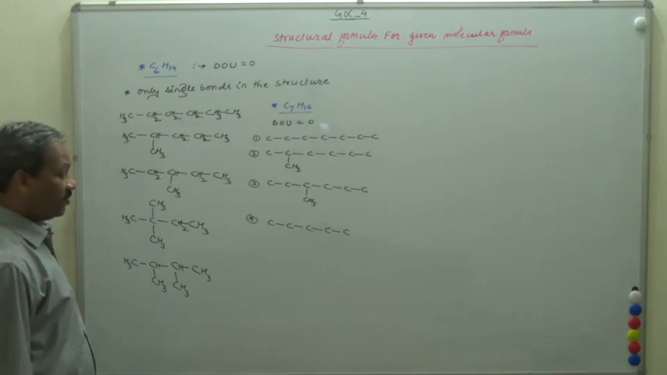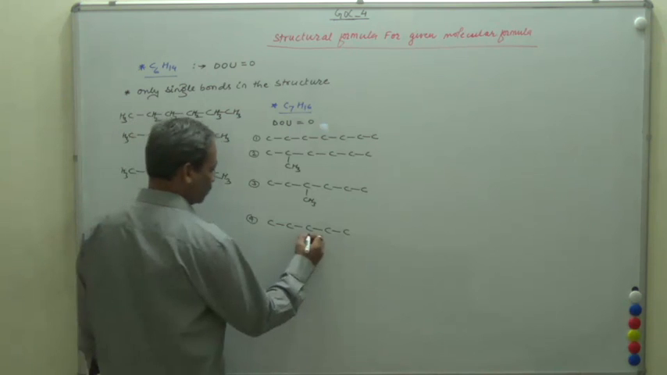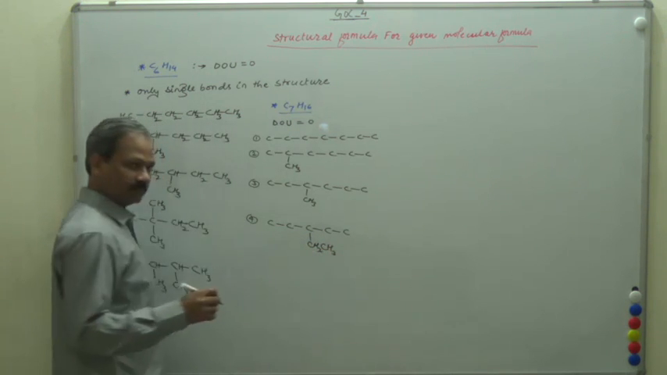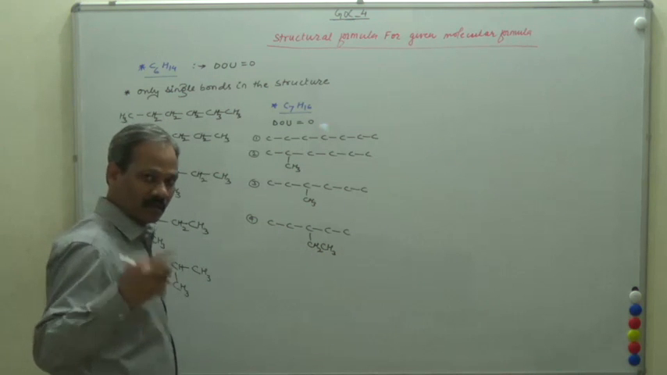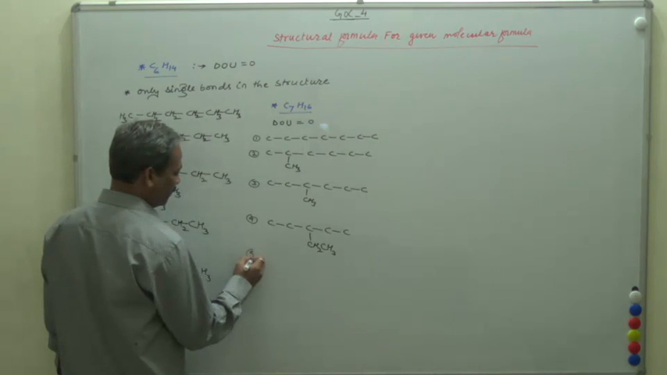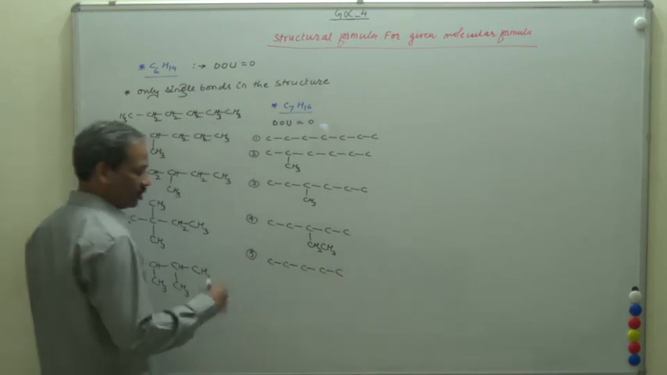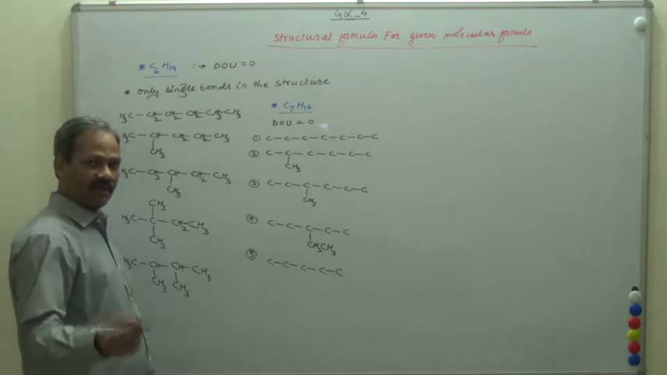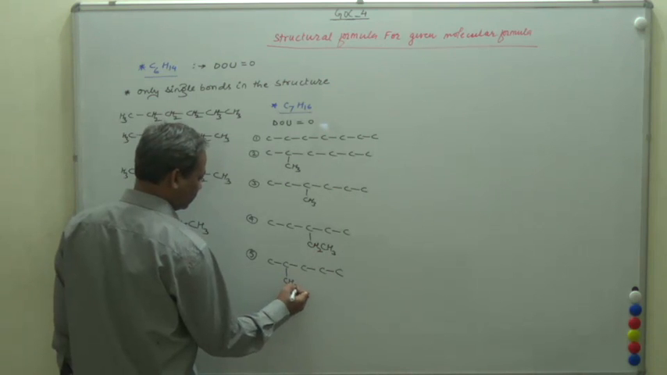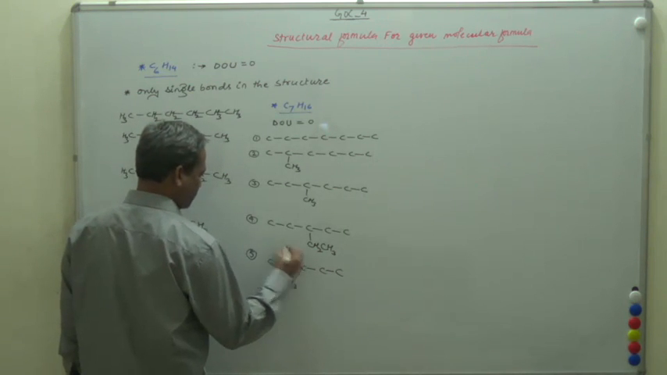And now we are left with 2 carbon atoms. So these two carbon atoms can be placed as one side chain containing two carbon atoms, or we can place them as two side chains each having one carbon atom, like this and this.